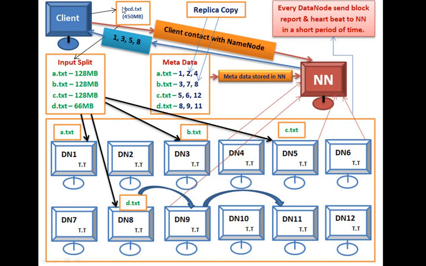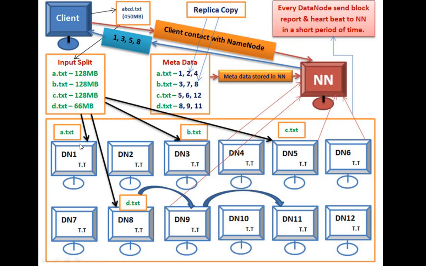So suppose that the file abcd.txt is broken into 4 input splits: a.txt, which has a size of 128 MB, b.txt, which has a size of 128 MB, c.txt, which has a size of 128 MB, and d.txt, which has a size of 66 MB. So when the client knows which data nodes have empty blocks, it will go and store these files into those data nodes.